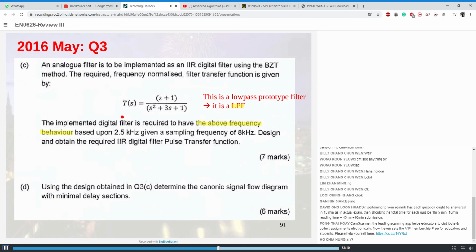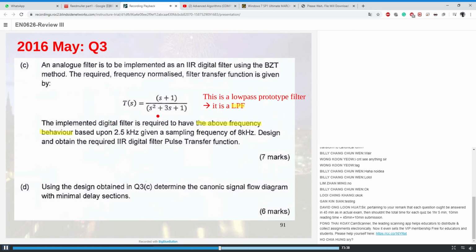Then this is the one that I will also go through. You are directly given an analog transfer function instead of designing the so-called filter from the beginning. Instead, you are given a normalized analog transfer function. So this is a low pass filter because normalized always talks about low pass filter. So therefore this is actually a low pass filter.